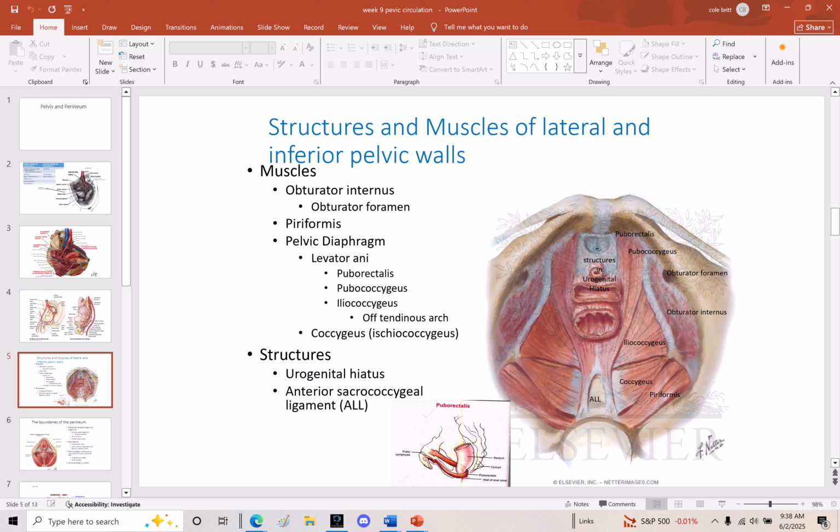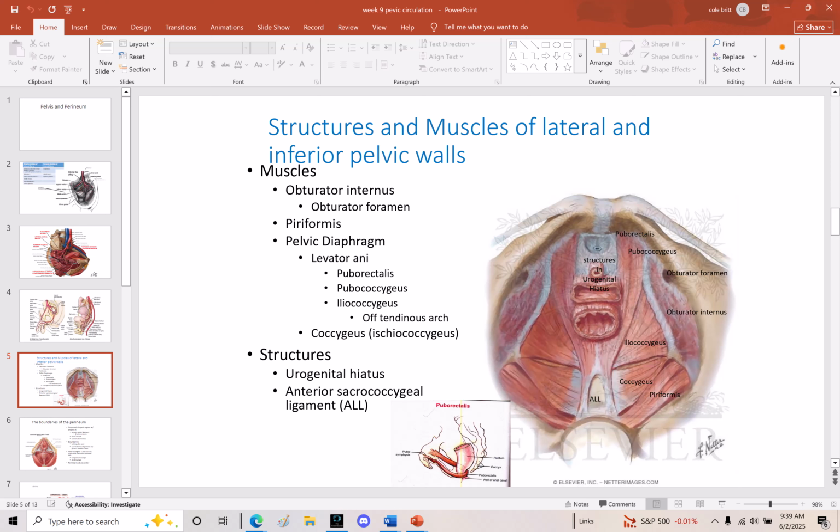Now, these muscles don't necessarily attach to bone at both ends. They attach to each other a little bit right up here, and to the coccyx up here. You have what's called a tendinous arch, and that tendinous arch comes off of this muscle right here called the obturator internus.